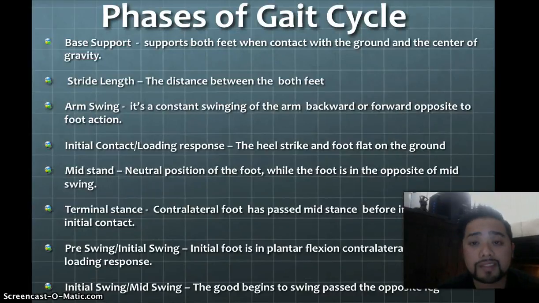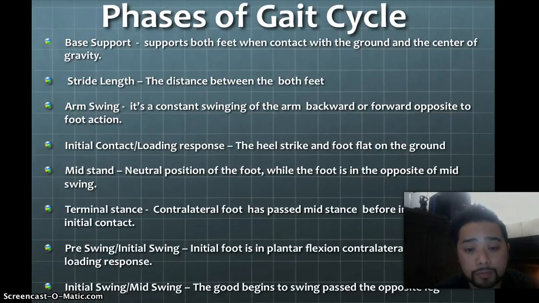There are phases of gait cycle. The first one would be the base support. It's when both feet are supported and actually contacted in the ground, and it's also the center of the gravity. Stride length is the distance between both feet. Arm swing would be a constant swinging of the arm backward or forward, which is opposite to foot action.